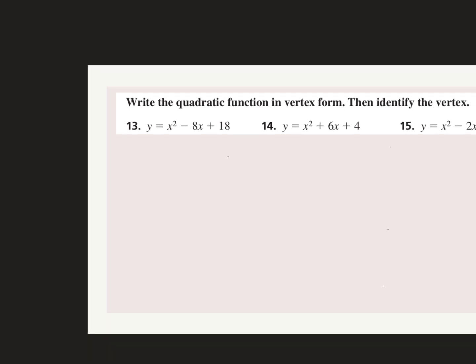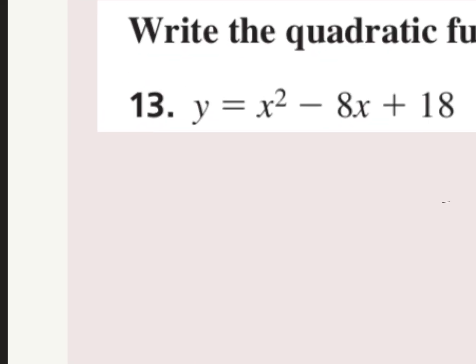So let's look at 13. We're doing the same thing. We want to find vertex form and find the vertex. To find our vertex, we're going to start by finding the h. Our h is negative b over 2a. So you have to know this formula.